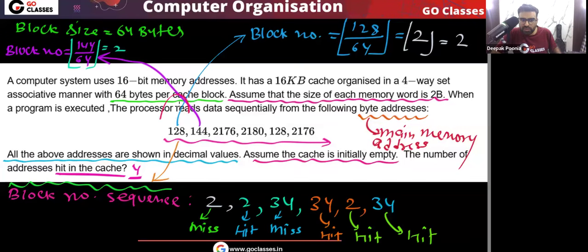So remember, even though the CPU is interested in only this address 128, we are fetching the complete block from main memory to the cache memory. So the next time when the CPU generates this address 144, there is a hit, because the block which contains 144 is already available in the cache memory. So you can see this is a miss, and this address is a hit. Very simple. I hope you understood the complete explanation.